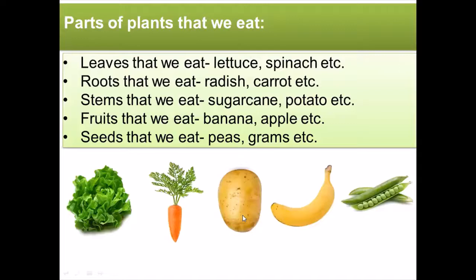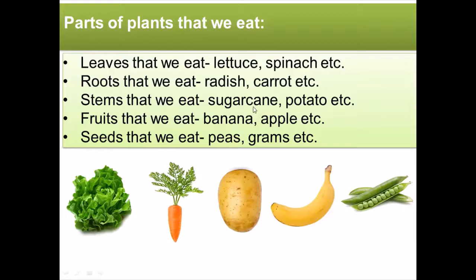We'll see some examples of the parts of the plants where the starch is stored. We can eat the parts where starch is stored. So here are some examples. Leaves that we eat are lettuce, spinach, etc. Cabbage is also a leaf. They contain starch. Roots that we eat are radish, carrot, etc.